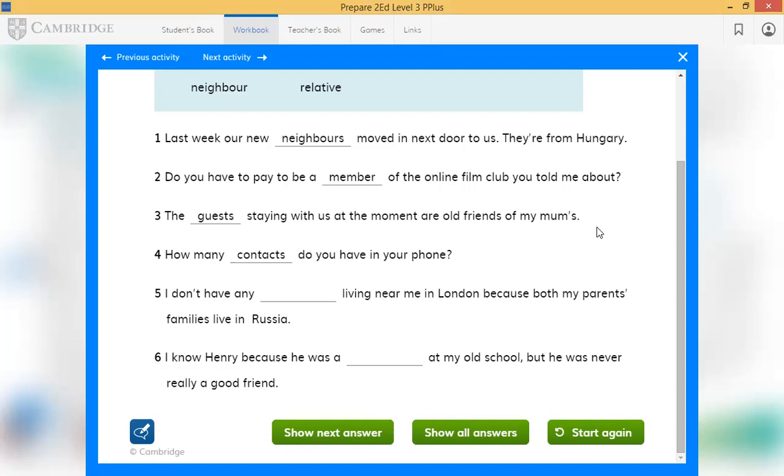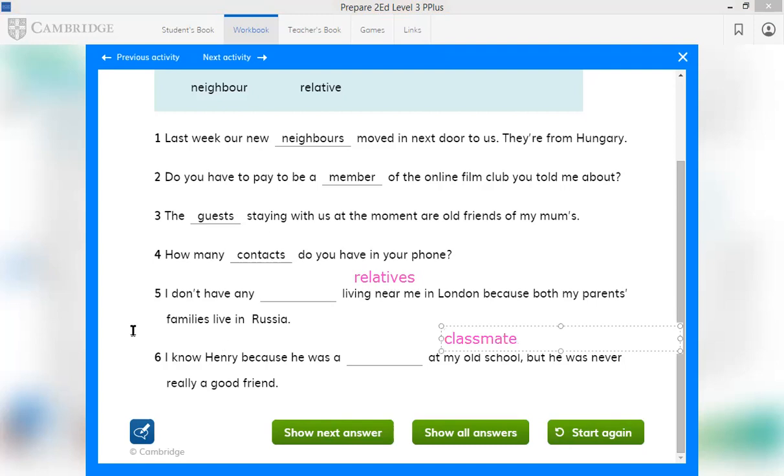Five, read the two parts. I don't have any blank living near me in London because both my parents' families live in Russia. And number six, it could be relatives. Repeat, because the communication cuts off. Relatives, you say? Yes. Teacher. Okay. Yes, I'm listening. And the other one is classmate, because it says that it is from their school.